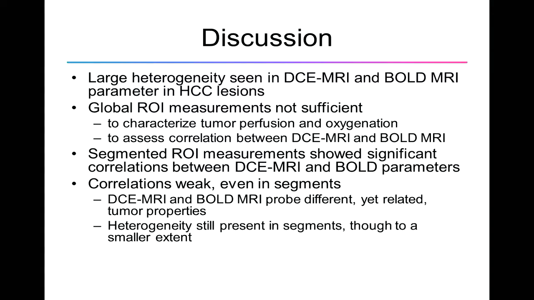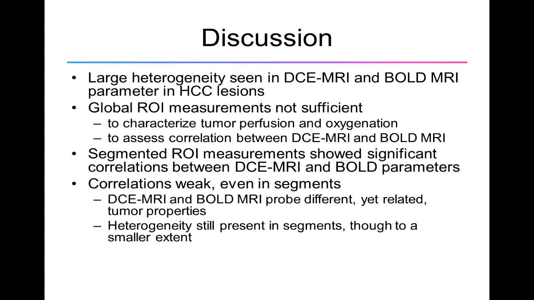So we observed a large heterogeneity in DCE-MRI and BOLD MRI parameters in HCC lesions, and we showed that the global ROI measurement is not sufficient to characterize tumor perfusion and oxygenation, and also not to assess the correlation between DCE-MRI and BOLD MRI. However, we did see significant correlations between DCE-MRI and BOLD when we used the segmented ROI measurements, although those correlations were still weak, even in the segments.